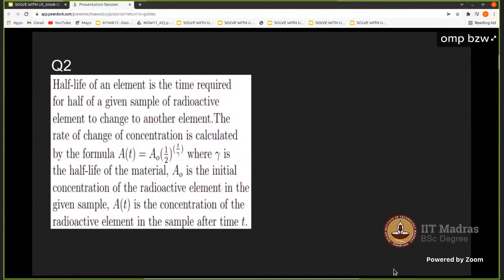Okay, let's move to the second question. So, very big question. The half-life of an element is the time required for half of a given sample of radioactive element to change to another element.